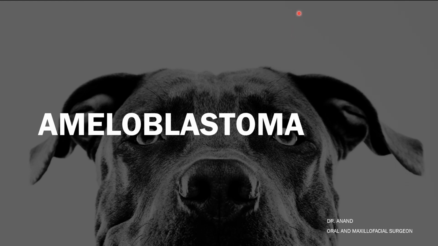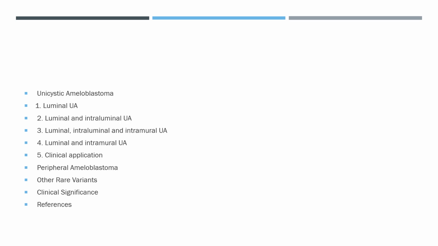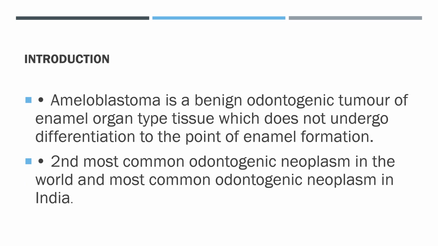Learning about the ameloblastoma. We'll be covering the topic ameloblastoma under the following headings. So this is our content. Coming to the introduction, ameloblastoma is a benign odontogenic tumor of the enamel organ. Ameloblasts are the cells which produce the enamel. So ameloblastoma is the benign odontogenic tumor.